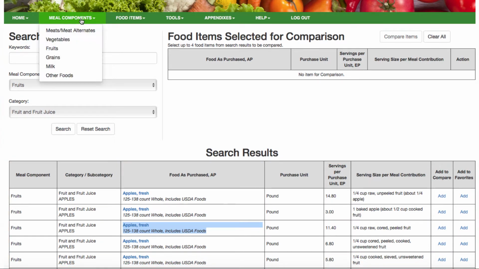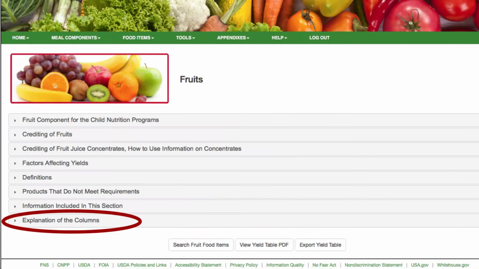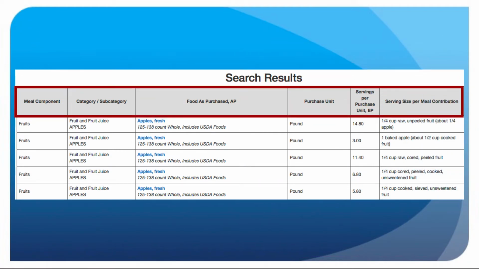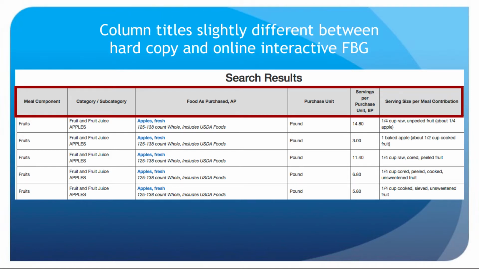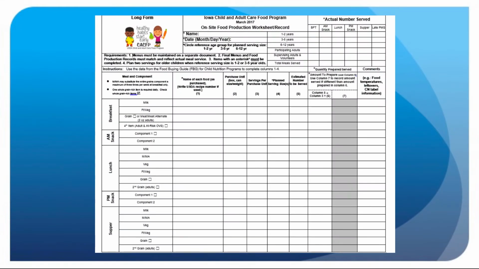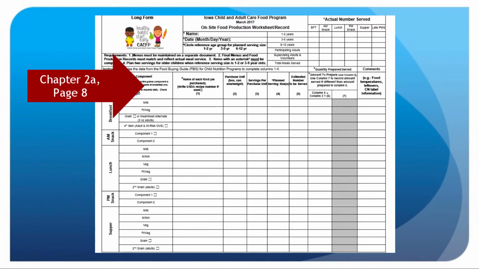An explanation of the columns can be found under each meal component in the green menu bar and in the manual. Each food component section of the food buying guide is laid out in the same way with 6 columns of information. The column titles are slightly different between the hard copy of the food buying guide covered in the manual and the online interactive food buying guide. Both provide the information needed to complete the on-site food production record long form. Pause the recording now and find the on-site food production worksheet record long form in the manual.